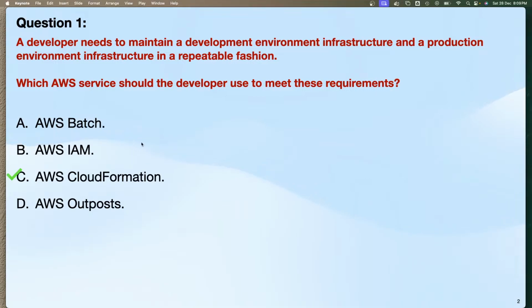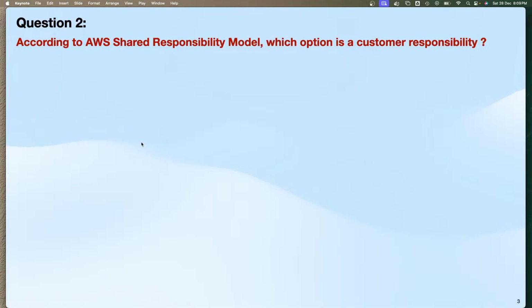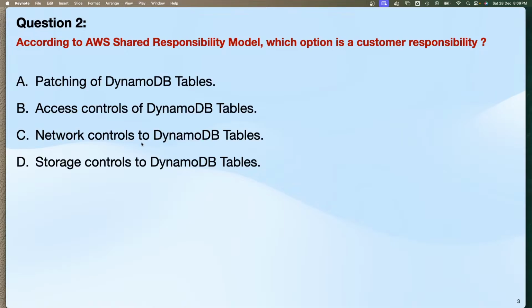So that's the answer. And for question number 2, according to the AWS shared responsibility model, which option is a customer responsibility, right? As I was mentioning, DynamoDB is a NoSQL database, which is a managed service. So the access controls of the DynamoDB tables is the only thing you can control. Network, storage, patching, and all is AWS managed service. So AWS will maintain it, right? So B is the answer.